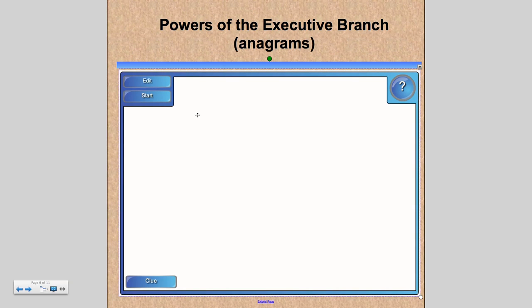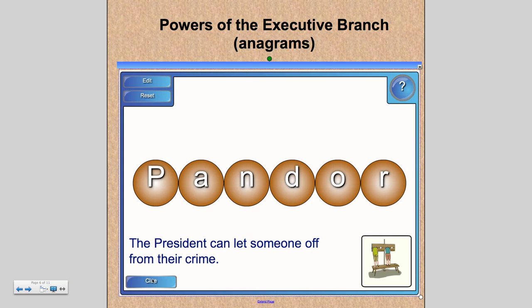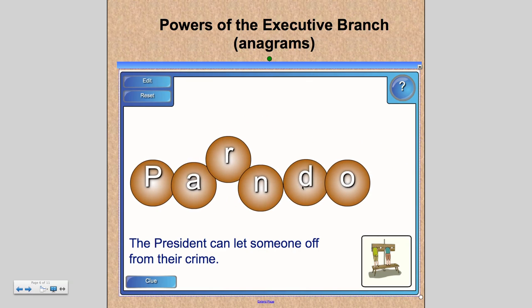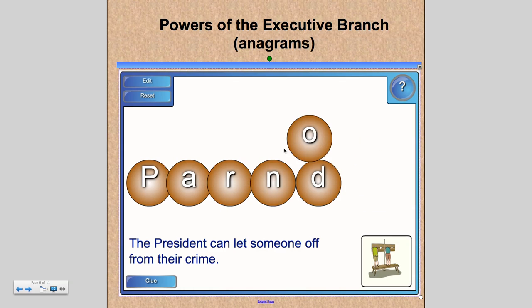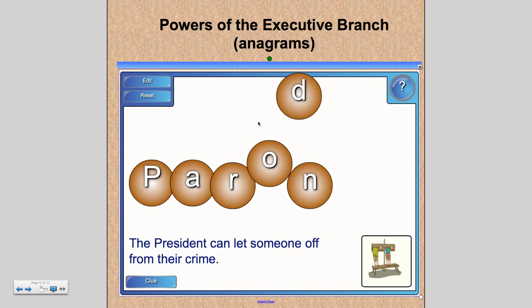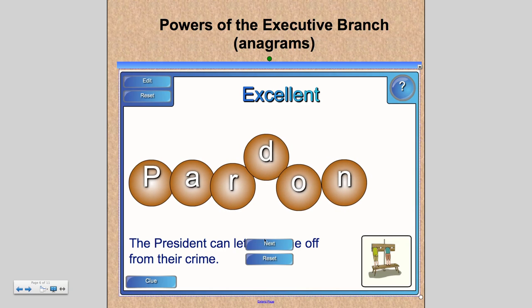All right, now we're going to be looking at the powers of the executive branch. Go ahead and click Start. And we're going to be unscrambling the word. If we need a clue, we can click down here and click Clue. So the president can let someone off from their crime. And we talked about this just a second ago. What is that? You're right. It's pardon. Good job.